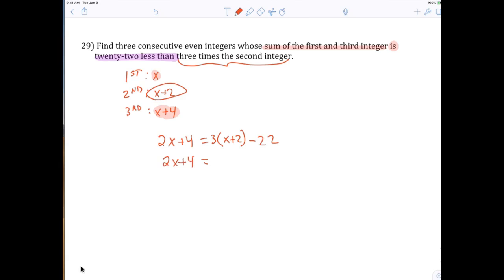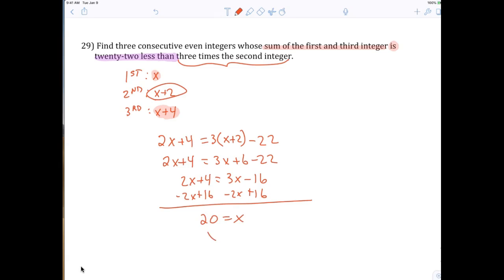2x plus 4 equals 3x plus 6 minus 22. Combining terms, 2x plus 4 equals 3x minus 16. So I agree with that? Adding 16, subtracting 2x. So x equals what? 20. x equals 20. So it says find the 3 numbers. So what are the 3 numbers? 20, 22, and 24.